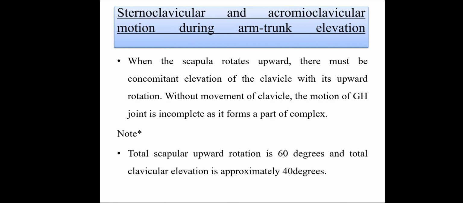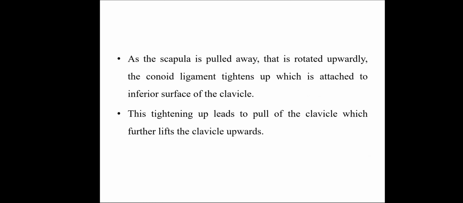Sternoclavicular and acromioclavicular motion during arm trunk elevation. When the scapula rotates upwards, there must be concomitant elevation of the clavicle with its upward rotation. Without the movement of the clavicle, the motion of the glenohumeral joint is incomplete, as it forms a part of the complex. So total scapular upward rotation is 60 degrees and total clavicular elevation is approximately 40 degrees.